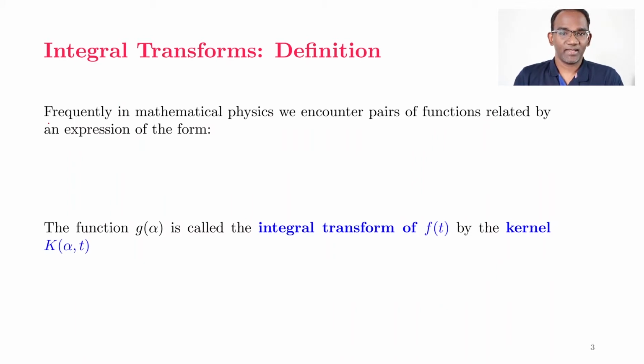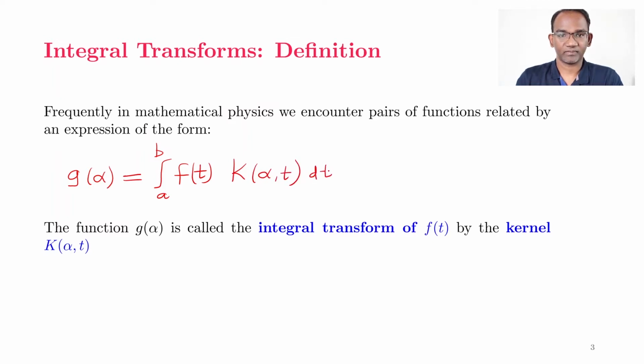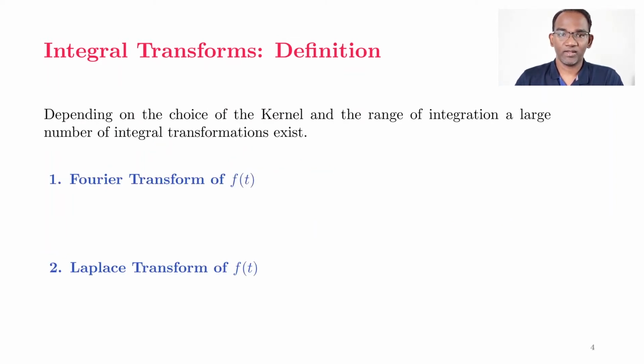Frequently in mathematical physics, we encounter pairs of functions that are related by an expression of the form g(alpha) equal to integral a to b f(t) k(alpha, t) dt. In this expression, the function g(alpha) is called the integral transform of f(t) by the kernel k(alpha, t). Depending on the choice of the kernel and the range of integration, a large number of integral transforms do exist.